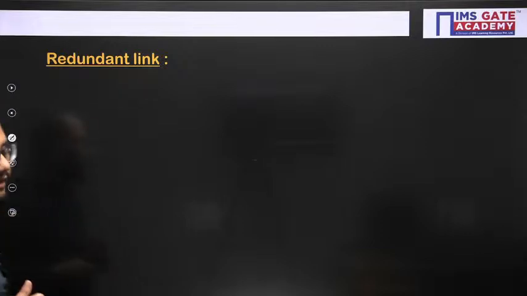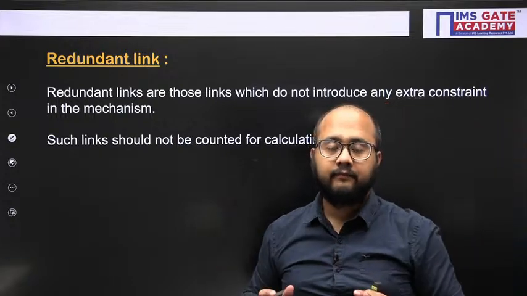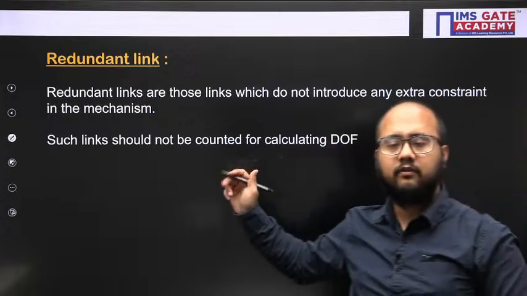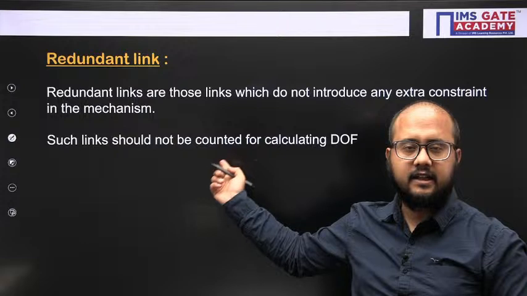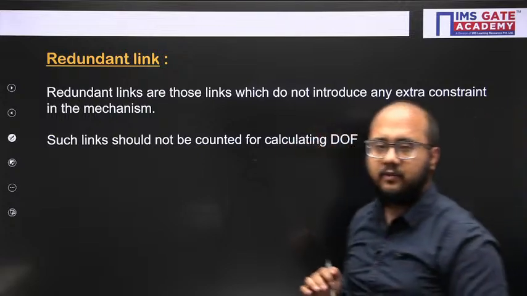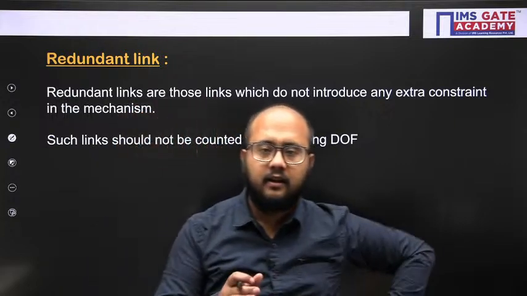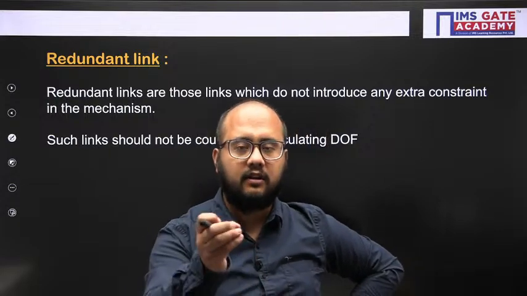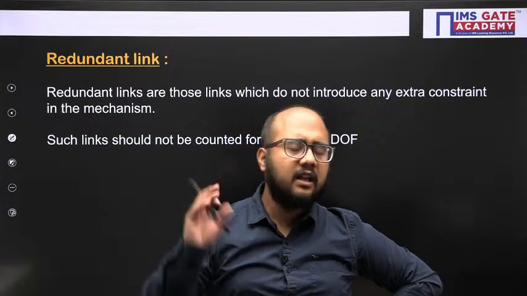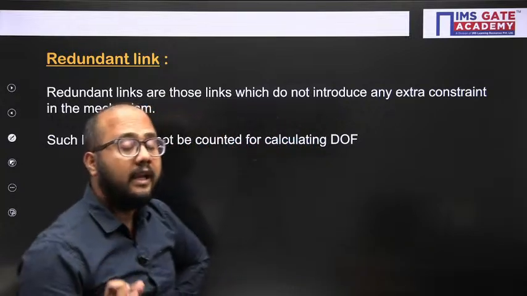Now see, redundant link. A redundant link is that kind of link which does not introduce any extra constraint in the mechanism. This is a very important point that you need to write down in your notebook. Once in GATE, they have asked a question related to this concept. So, redundant links are those links which do not introduce any extra constraint in the mechanism, which means whether they are present in the mechanism or not, the mechanism is going to behave the same. There will not be any effect on the mechanism. That is the meaning of redundant link.